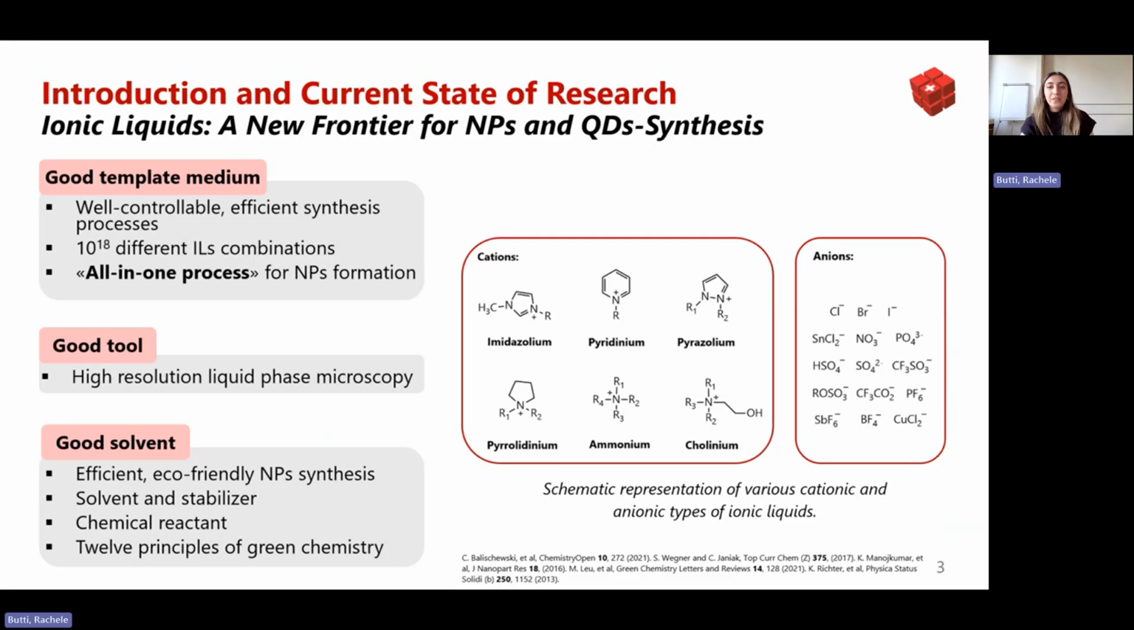They represent a good template medium since they promote a well-controllable and efficient synthesis process, and by combining these different types of cationic and anionic species, we can get more than 10 to the power of 18 different ionic liquid combinations. They also allow a so-called all-in-one process for nanoparticle formation, since they really take part in the reaction and do not act as just passive reagents.